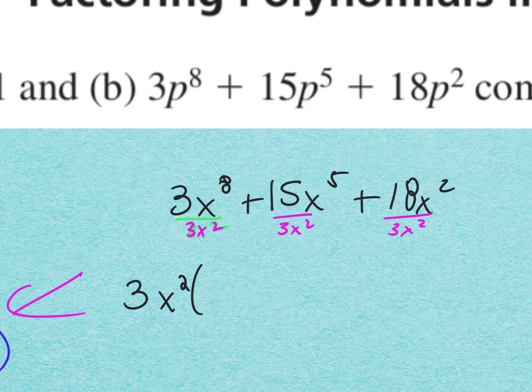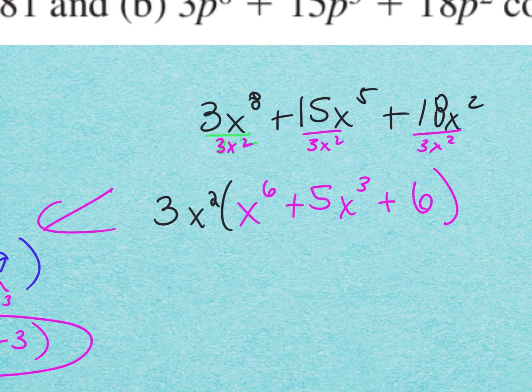What's 3x to the 8th divided by 3x squared? X to the 6th, okay. What is 15 divided by 3? So plus 5. X to the 3rd, okay. And then what? What's 18 divided by 3? 6. What? Just like that? Okay. Can I do anything else?